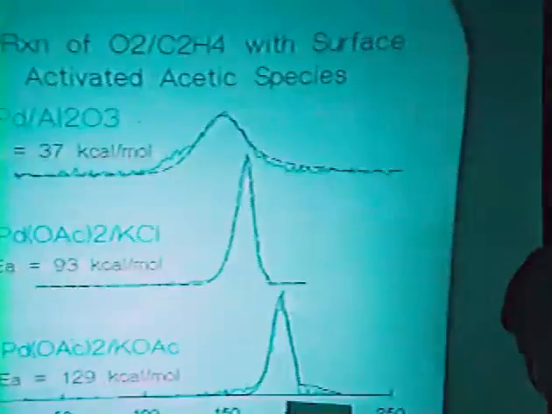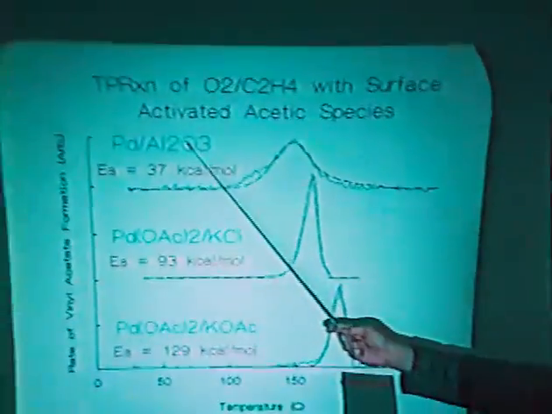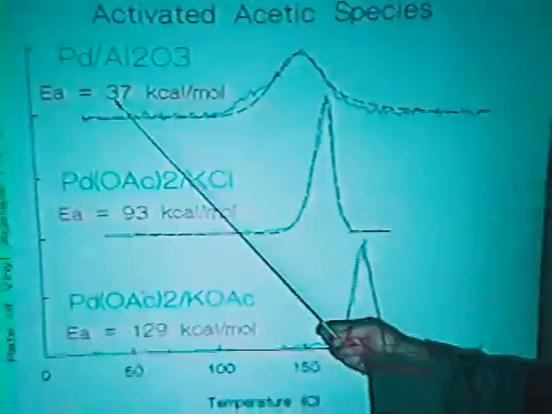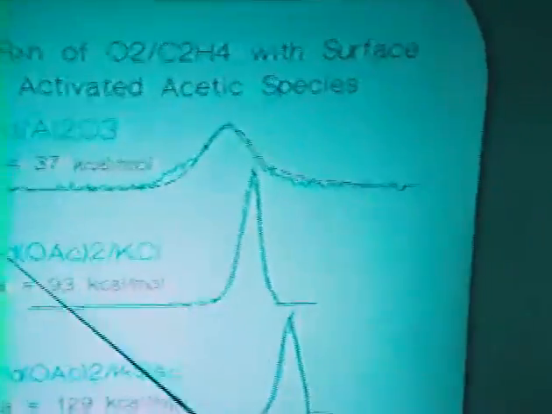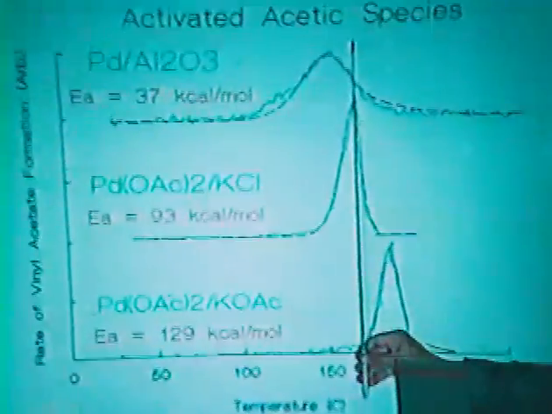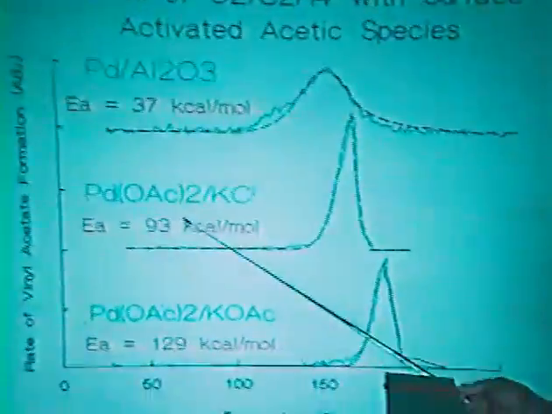These are the results. The green is the experimental results, and the red are the fits. For a palladium alumina catalyst, we get a peak again at about 135 degrees C, and the fit does rather well. It gives us an activation energy for that reaction of 37 kcal per mole. If you look at the palladium acetate potassium chloride mixture, the peak is shifted to higher temperatures, about 160 degrees C. Again, the fit is satisfactory, and it gives us an activation energy of 93 kcal.